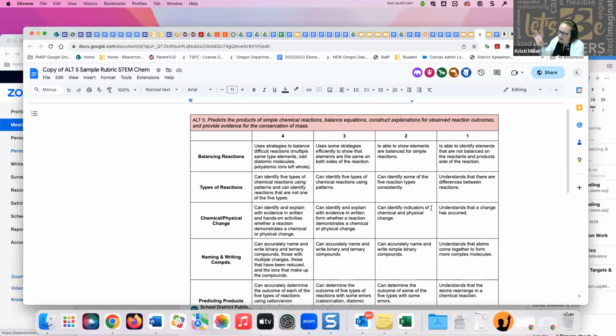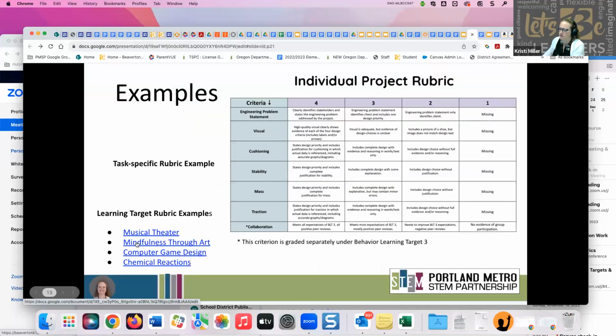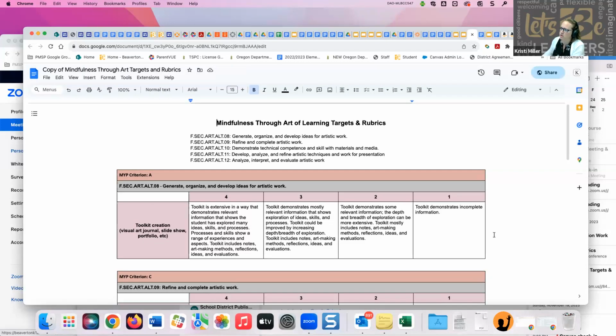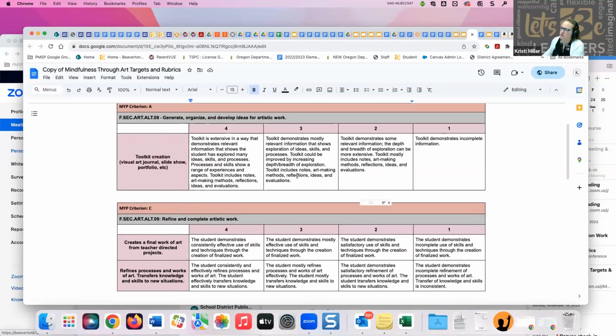And then at the end, I'll look at where all the highlights are to figure out, okay, what is their grade for this learning target? Let's see. Another one is mindfulness. I work with a teacher on this new course, mindfulness through art. So it's an art course, but you can see same idea. So here's the learning target right here.